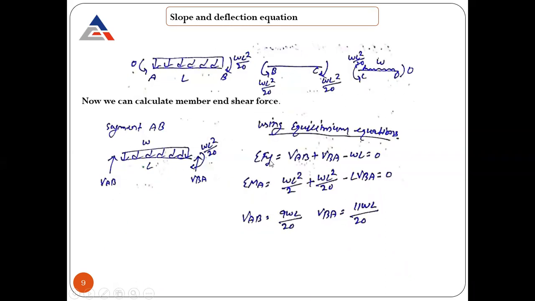Make sure, whatever sign convention you are considering, if its value comes out opposite to that, one thing you need to keep in mind: if the sign comes out negative according to your convention, it means you need to reverse the rotation. Suppose in our case this value is coming negative. Negative means you need to change the direction.